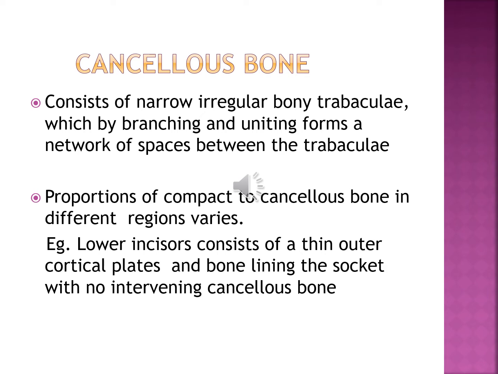For example, in the lower incisors, which consist of a thin outer cortical plate and the bone lining the socket with no intervening cancellous bone. So in different areas of the oral cavity, we may not have cancellous bone at all, like for example, the lower anterior. But usually, most areas have cancellous bone, which is between the inner and the outer cortical plates.